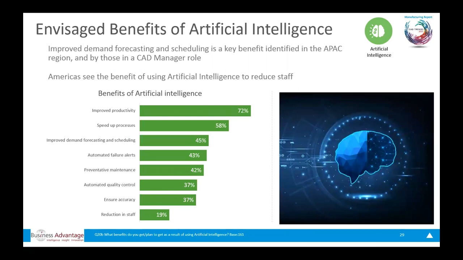Again, we asked about the benefits of artificial intelligence, and the perceived benefits are primarily around the improvement of productivity. However, in the APAC region, there's a higher mention of improved demand forecasting and scheduling. Amongst respondents in the Americas region, the opportunity to reduce staff as a result of the use of artificial intelligence was mentioned more frequently.